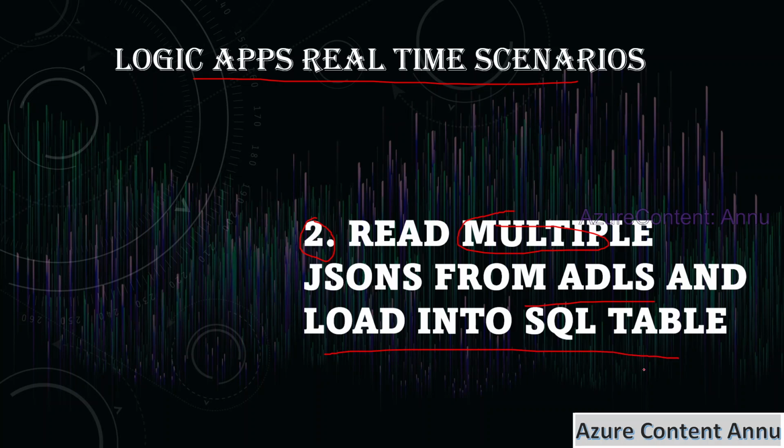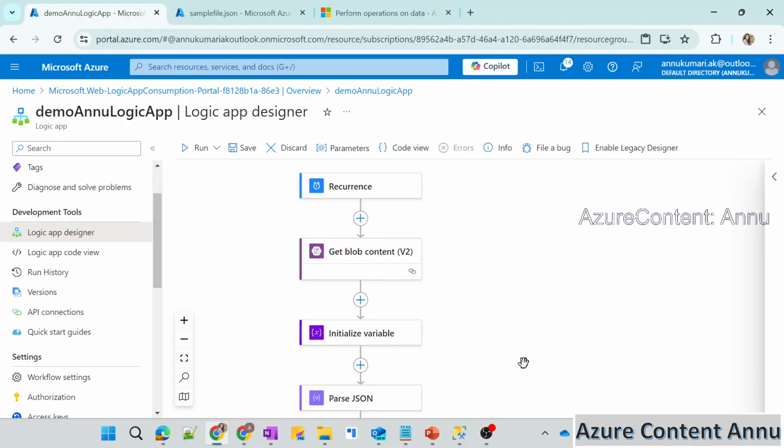In the previous video, we saw practically how to create the Logic App workflow to load one single JSON from ADLS to a SQL table. In this video, we will modify the same Logic App workflow in order to read data from multiple JSONs from the source and then load it into the SQL table. So let's go to the Azure portal and start the demo.